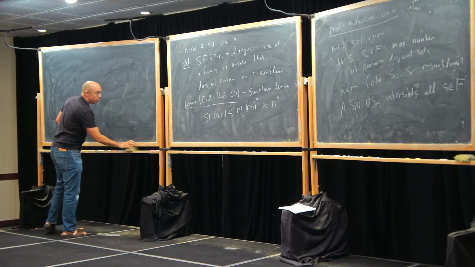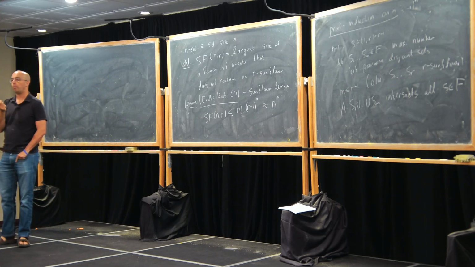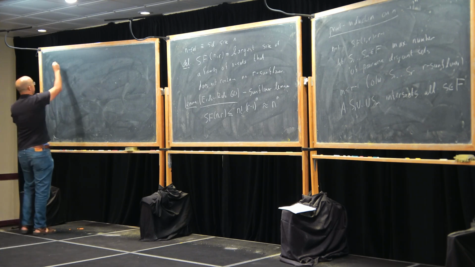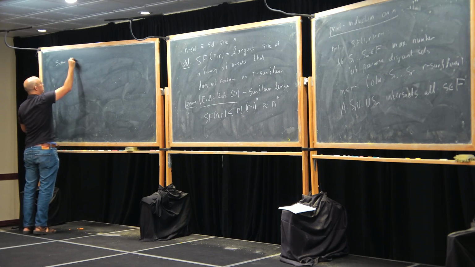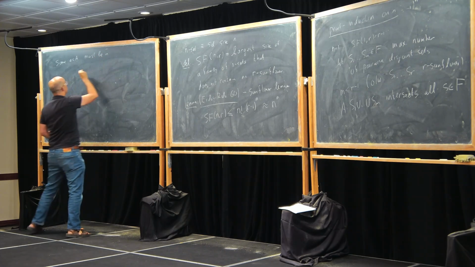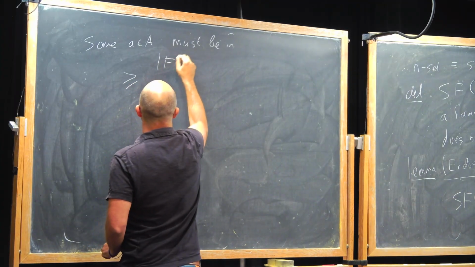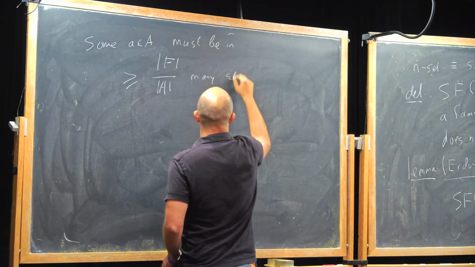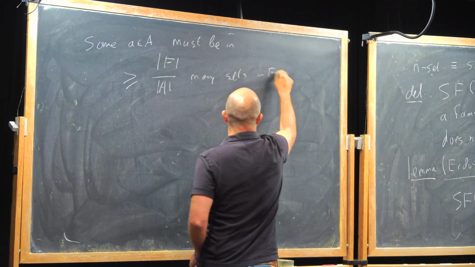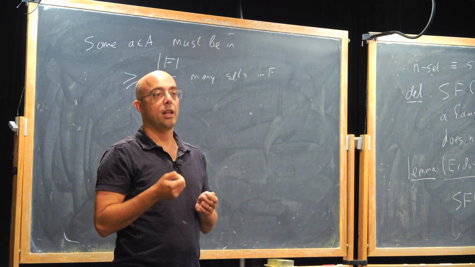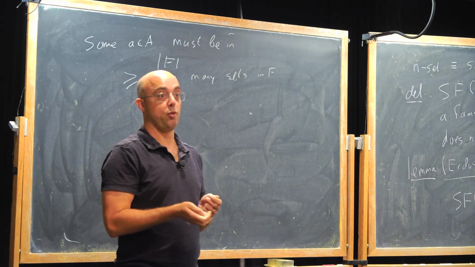So in particular, it means that one of the elements in A must be very popular. It must be in a large fraction of sets of my family, right? So some element a in A must be in at least the size of my family over the size of A many sets in F. One of these elements must be popular. So now we're just going to restrict to all the sets that contain this one popular element and remove it.